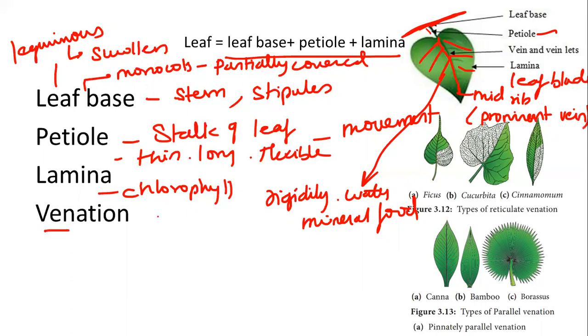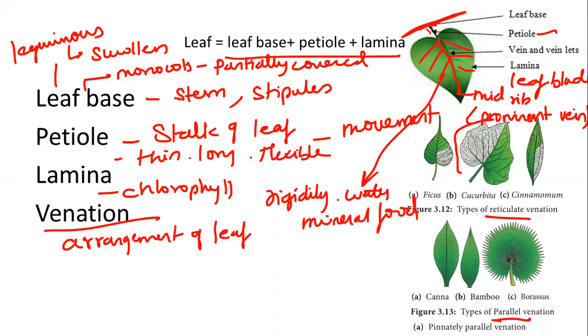Last we are going to study venation. Venation is nothing but the arrangement of veins in the leaf, or you can say the lamina. There are two types of arrangements: one is reticulate venation and another one is parallel venation. Reticulate venation means the veinlets form a network.